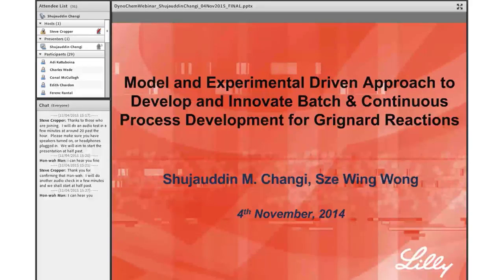And essentially what I'm going to talk about is the model and experimental driven approach to develop a reaction model using the Dynochem platform, and how it was applied to both batch and continuous process development for Grignard reactions. Primarily this is important because Grignard reactions are very popular in pharmaceutical industries and other industries involving reaction engineering.